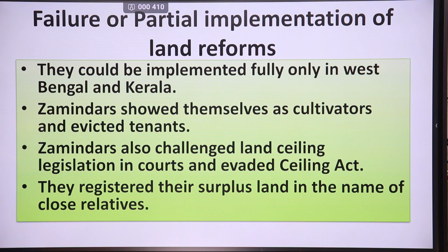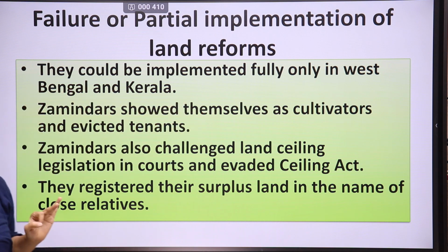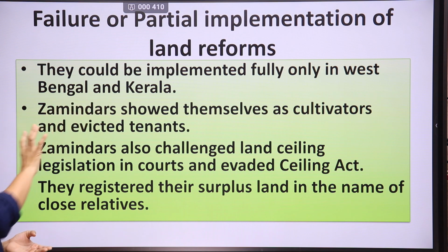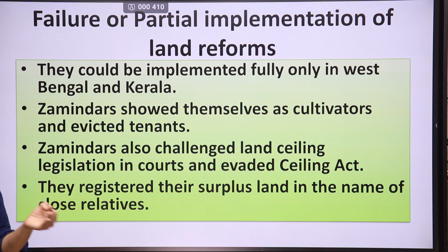Now, failure of partial implementation of land reforms. These land reforms could not produce that kind of result which was anticipated, which was expected of them. Why? Because they could be implemented fully only in West Bengal and Kerala. In other states zamindars took advantage of some loopholes in the legal system and they did not surrender their whole land to the government.